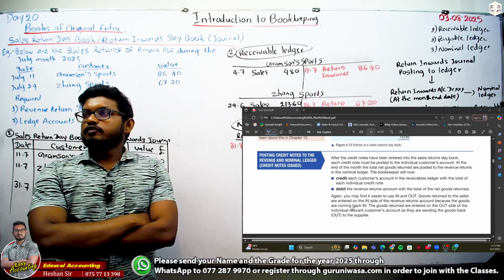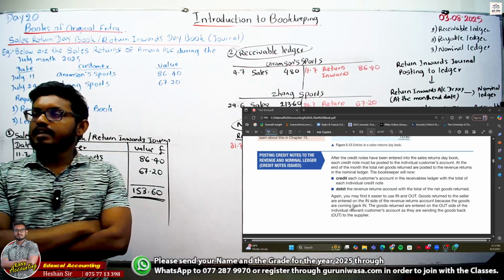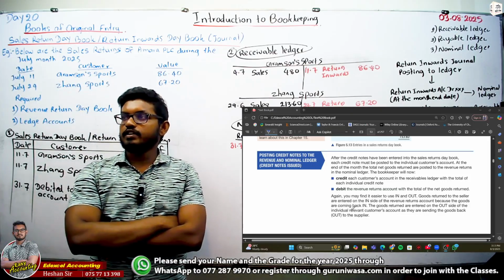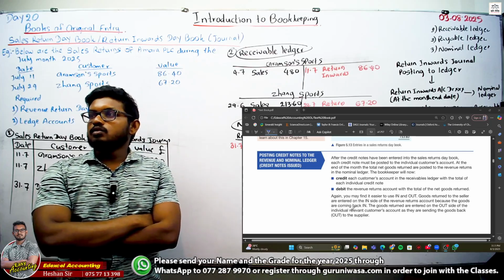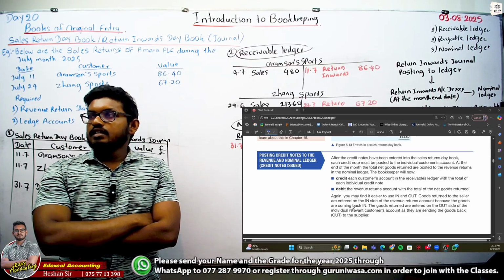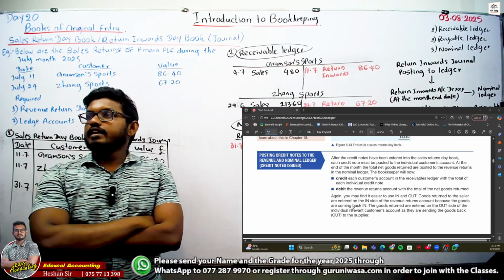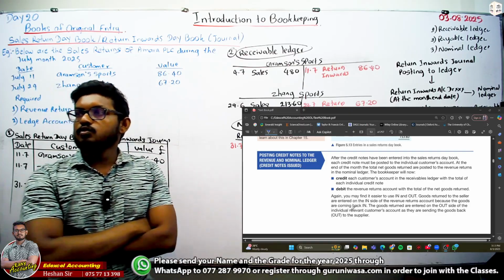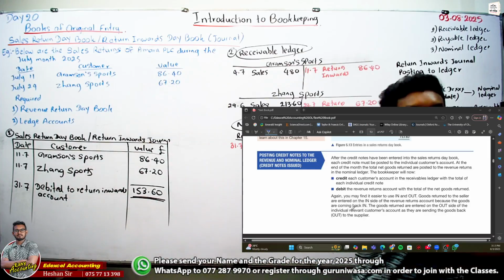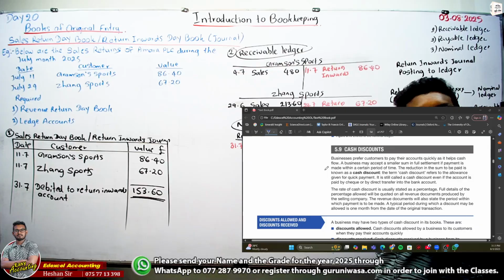Again, you may find it easier to use in and out. Goods returned to the seller are entered on the in side of the revenue return account because the goods are coming back in. The goods returns are entered on the out side of the individual relevant customer's account as they are sending the goods back out to the supplier, right? You can see the same way how we write.